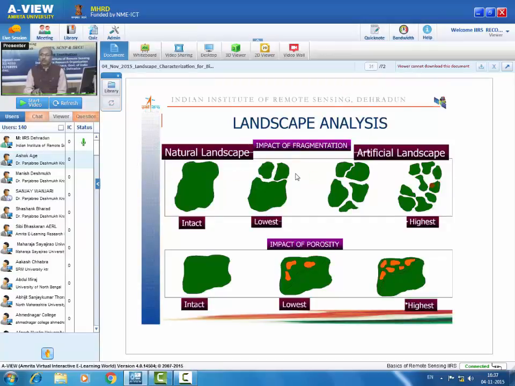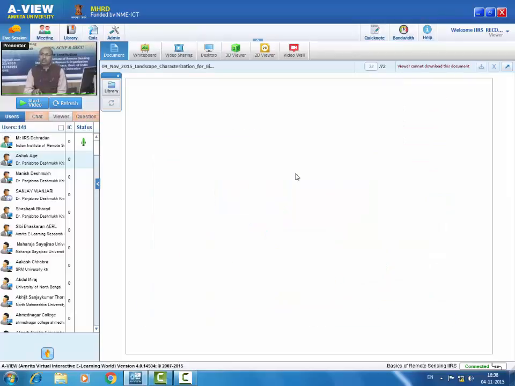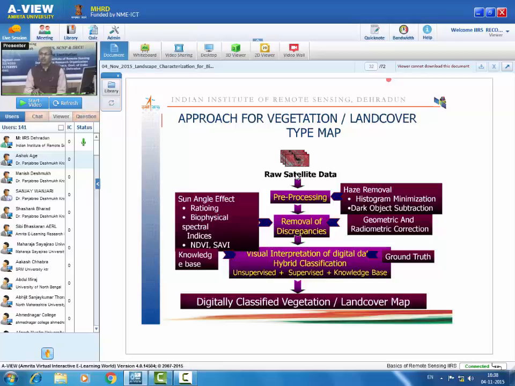This is just an example to show you how the landscape gets fragmented. Here on the top, it is a unique intact forest, then slowly, because of roads and other things, today it may look like this. Similarly, in the lower example, you can see this forest is very unique. The outer boundary is intact, no problem, but villagers go inside the forest and do cultivation. The first year they cut a few trees, then subsequently they keep on cutting, and then it becomes a big deforested area. This is an approach for vegetation and land cover type mapping.